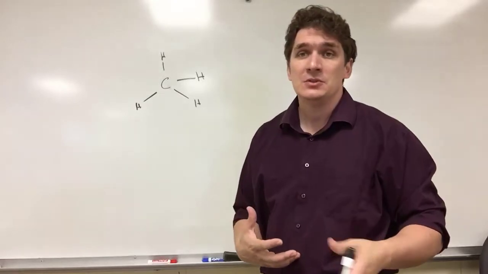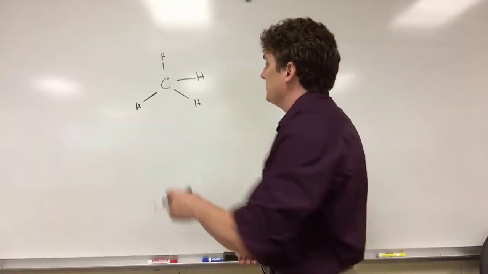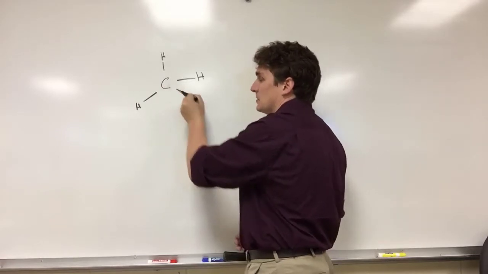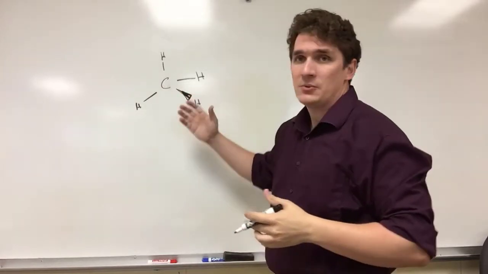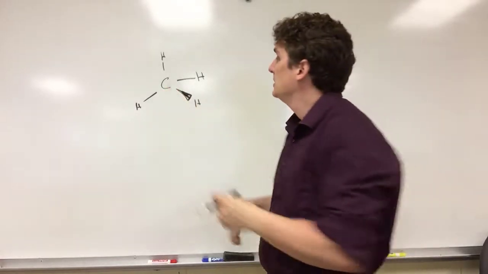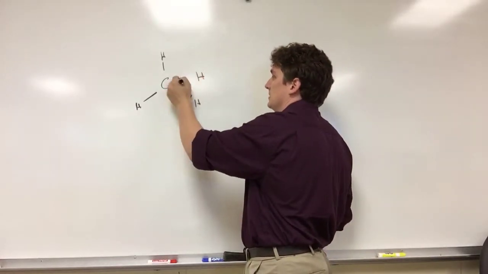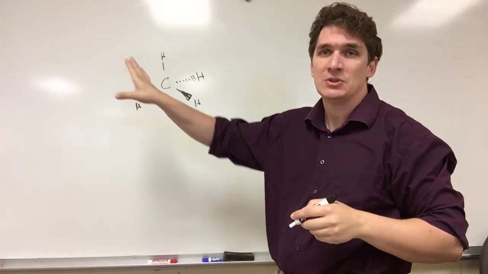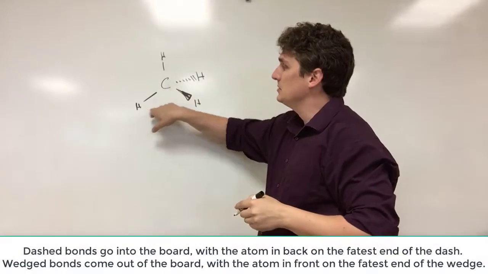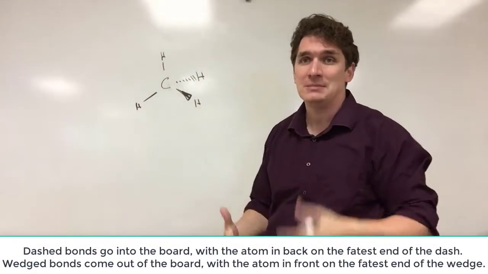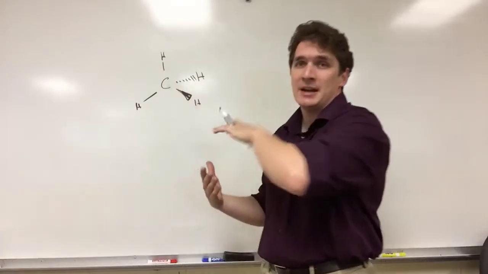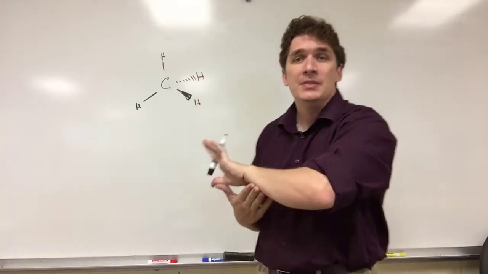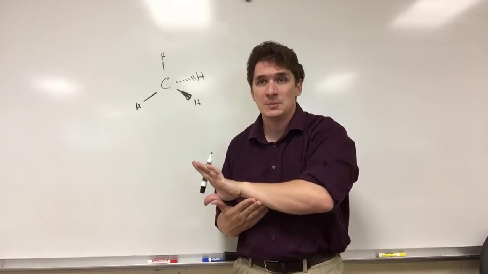So we also are going to start using the wedge-dash notation. The wedge-dash notation says that if we have a wedge, so the line gets bigger, the fatter part corresponds to the atom coming out of the board. The dash, the fatter part of the dash goes into the board, and it's the atom associated with being out of plane. So these 3 atoms, the H, C, and the H, are all in plane. This wedge indicates that the hydrogen has come out of the board, and this dash indicates that the hydrogen has gone into the board. And this is how we're going to represent the 3-dimensional representation.